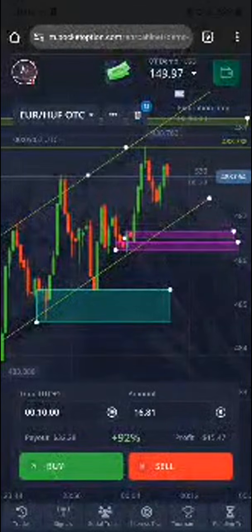Okay. Let's look for another beautiful trade. Okay. You see, I have mapped the market a little bit now. It's very easy to see the market clearly. You understand?